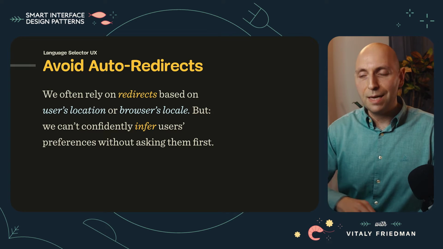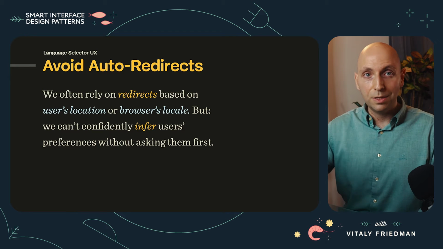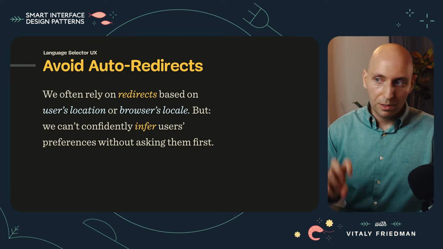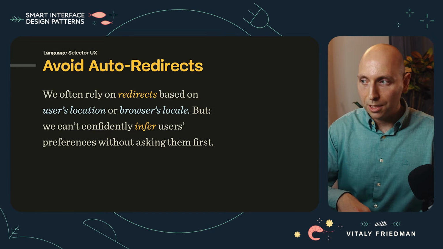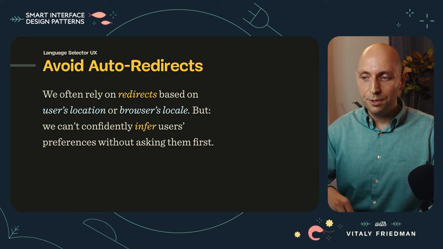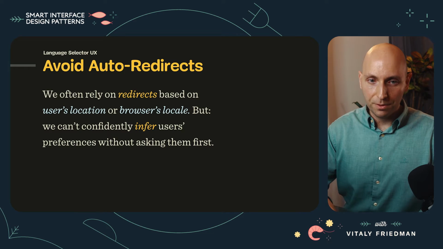Now, very often when it comes to auto redirects, you go to the .com website and you get redirected to the .de website, it's usually based on IP, the user's location, or it's based on the browser's locale when it comes to the language. But either way, we cannot confidently infer users' preferences without actually asking them explicitly first, right?